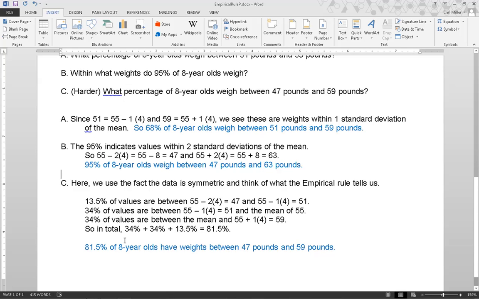So in total, 34 plus 34 plus 13.5 equals 81.5%. So 81.5% of 8-year-olds have weights between 47 pounds and 59 pounds. More details of these breakdowns are given in the histogram video showing the empirical rule with IQ scores.